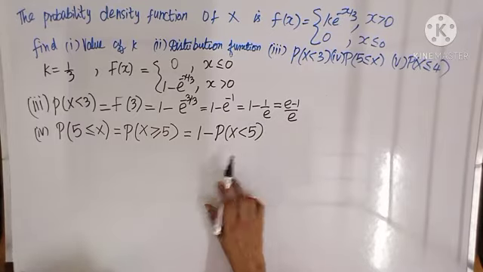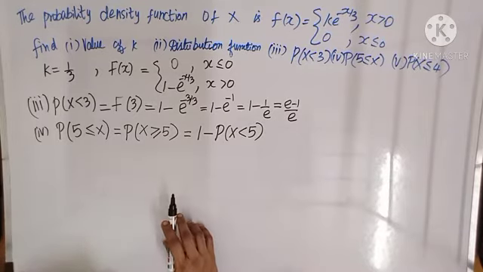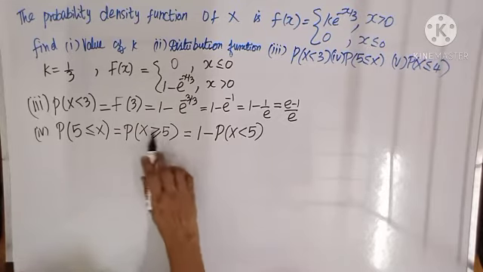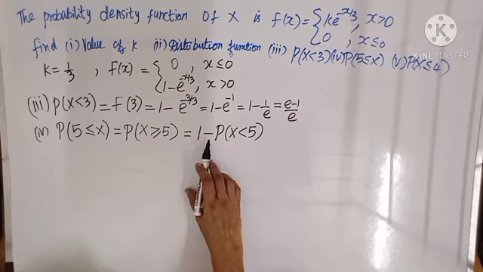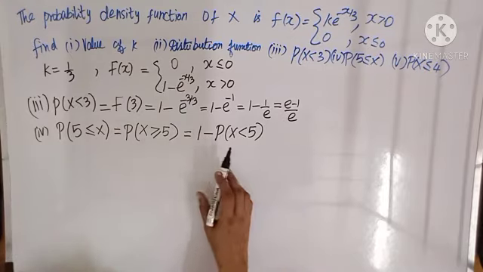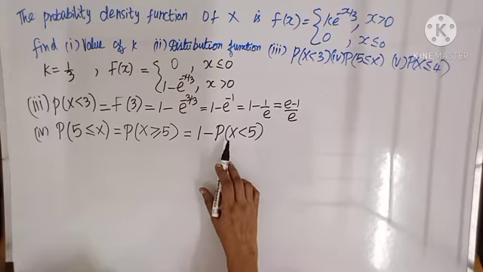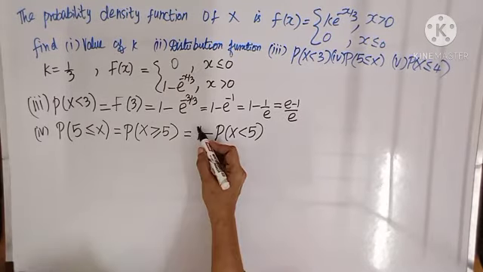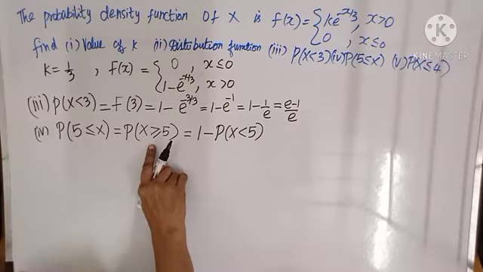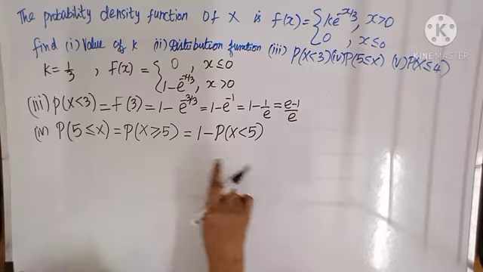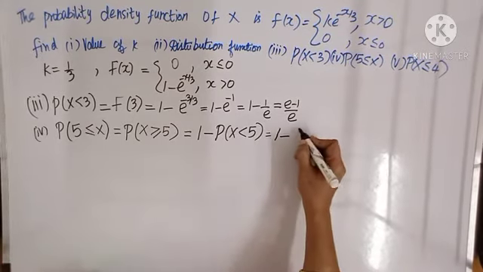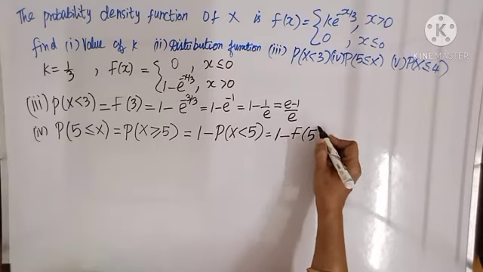Notice the idea. What I want is 5 or more. What I don't want is below 5. So whenever what I want is difficult to find, use 1 minus what I don't want. So greater than or equal to 5 can also be written as 1 minus P of x less than 5. Why do we put 1? 1 is the total probability. What I want and what I don't want, if I add, I must get 1. Therefore, 1 minus P of x less than 5 can be written as F of 5.